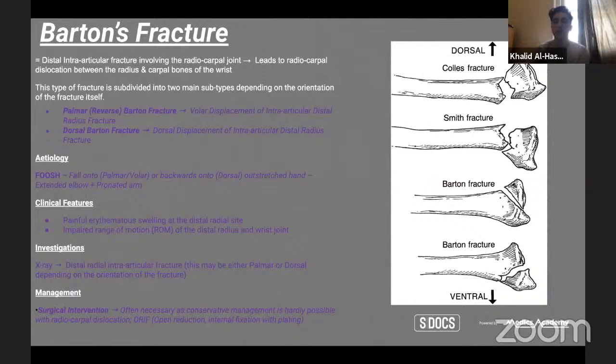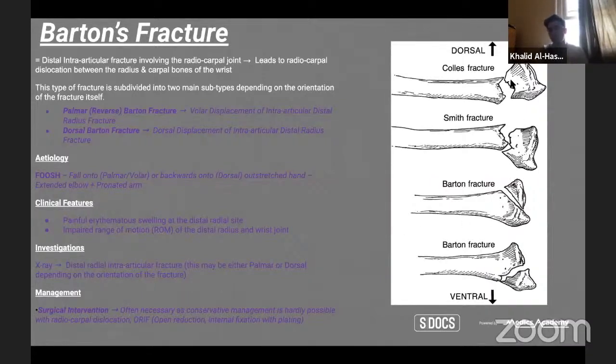There are two types. There is a dorsal type, and there is a palmar or a volar type. The volar type involves volar displacement of the intra-articular distal radius. And then a dorsal Barton fracture is dorsal displacement of the intra-articular distal radius. So you can see it here in this picture. You can see that this is a dorsal fracture.